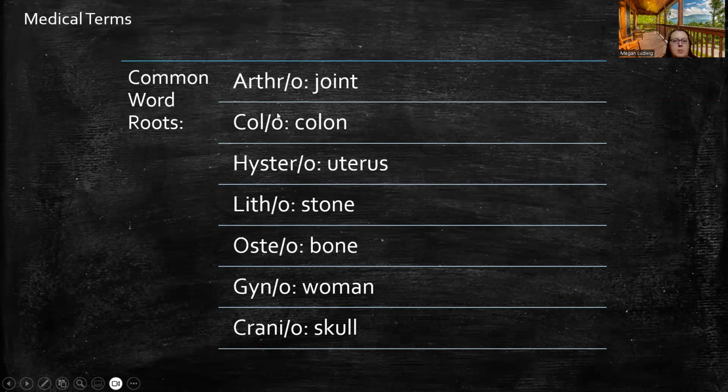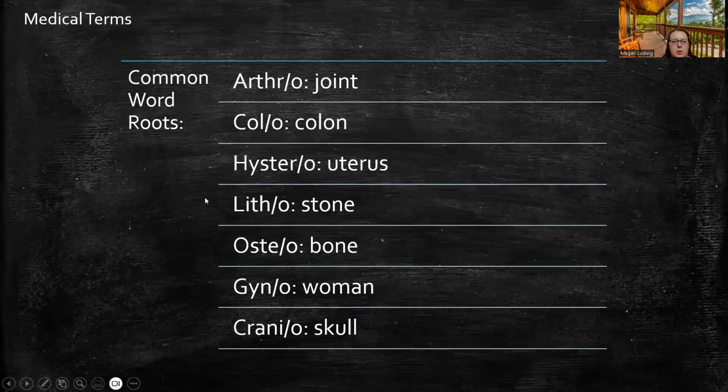Colo is colon. Sometimes they make life easy and it's very similar to what the term means, but not always. Hystero is uterus, like a hysterectomy. Now notice, if I say ectomy as the suffix, I drop this O combining vowel because ectomy already ends in a vowel. So if I say hysterectomy, I drop the combining O, because if I just said hysteroectomy, it's an extra syllable. It's too much. We don't need that.